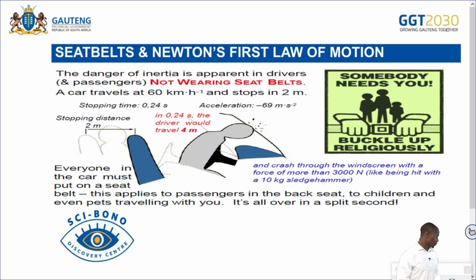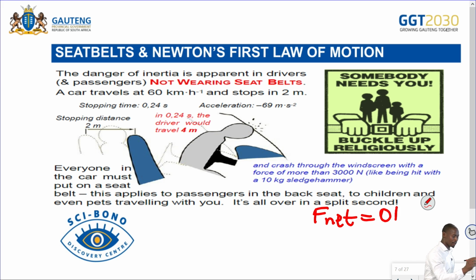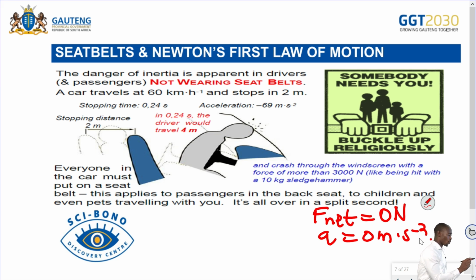Okay, so for Newton's first law, if an object is at rest, what is it that we need to know? F net acting on that object will be 0 newtons. If F net is equal to 0, then the acceleration is also going to be 0 meters per second squared. So when do we have this? If an object is at rest, so it is at rest or stationary, we are aware of that.